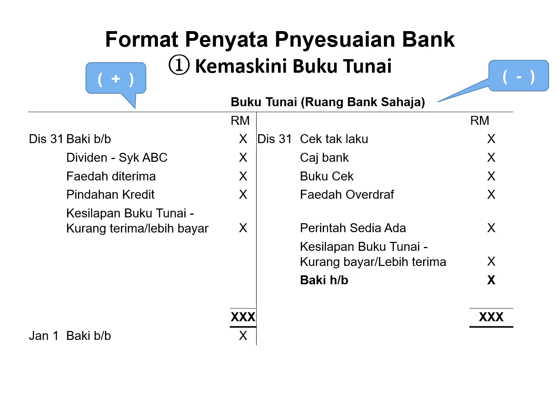Okay, and then on your right hand side you have the dishonor check, check tak laku, which you need to reverse. The charge bank, because the bank charged you, so it's a deduction of money. You bought the checkbook from the bank, so they charge you, you need to pay. Faedah, overdraft, you need to pay the overdraft interest, and then the standing order, perintah setia ada, all those.